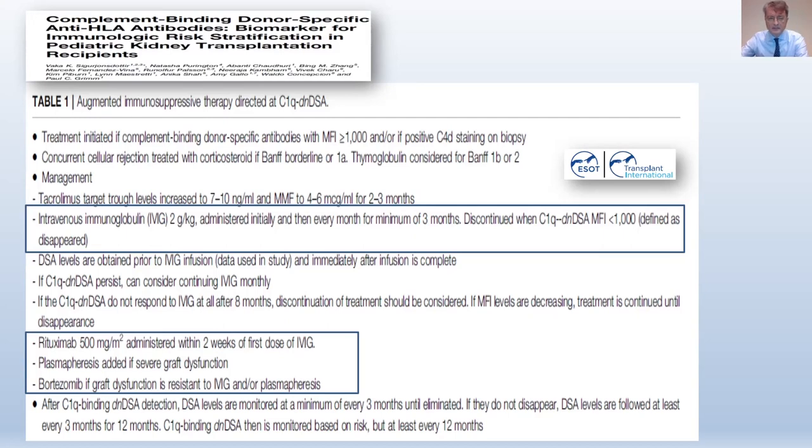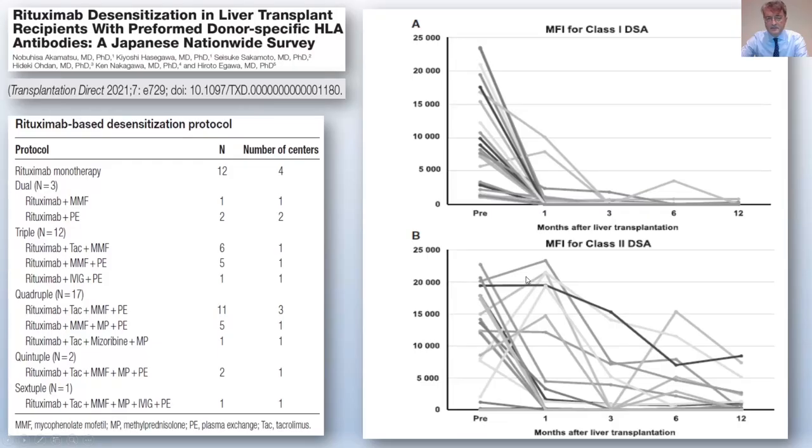These recommendations came to the practice, and this is again this nice presentation from a US multicenter study with this recommendation: IVIG, then rituximab, then plasmapheresis. Here is bortezomib, which is the final treatment for plasmatic cells. It was mentioned. It should also be mentioned that desensitization is also used in liver transplantation by some centers.